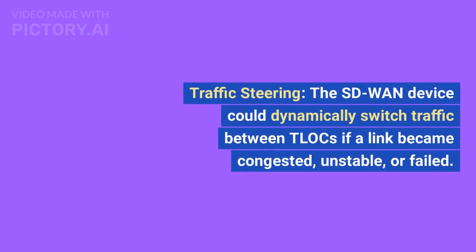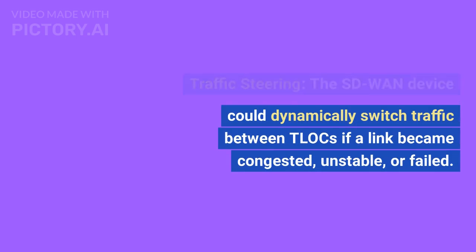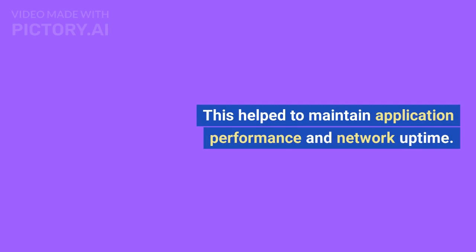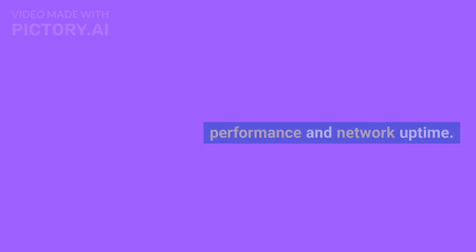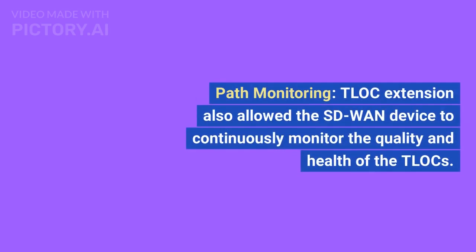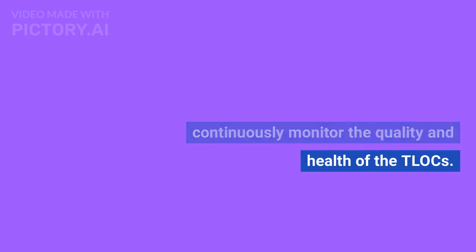Traffic steering: the SD-WAN device could dynamically switch traffic between TLOCs if a link became congested, unstable, or failed. This helped to maintain application performance and network uptime. Path monitoring: TLOC extension also allowed the SD-WAN device to continuously monitor the quality and health of the TLOCs.